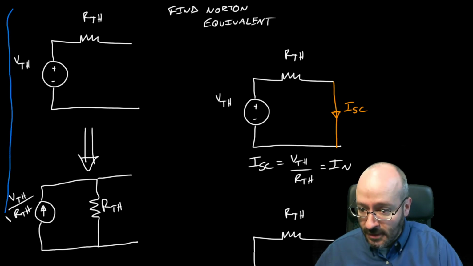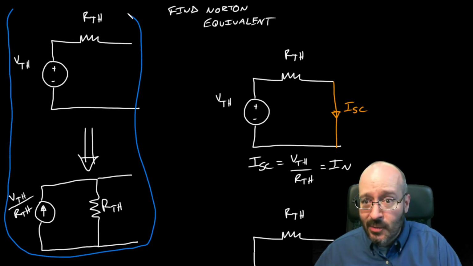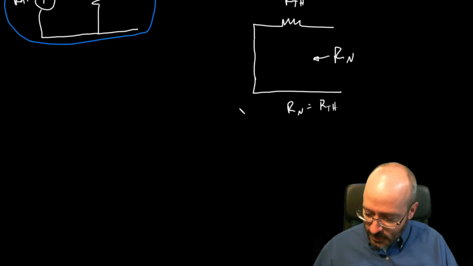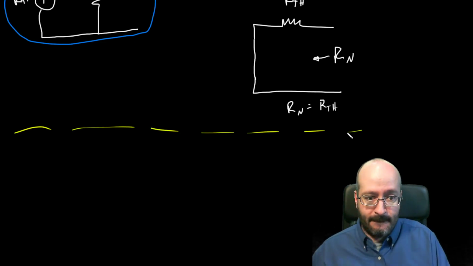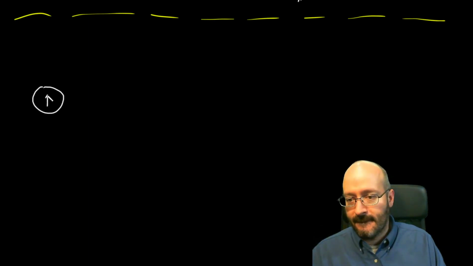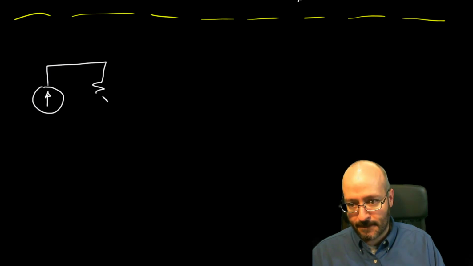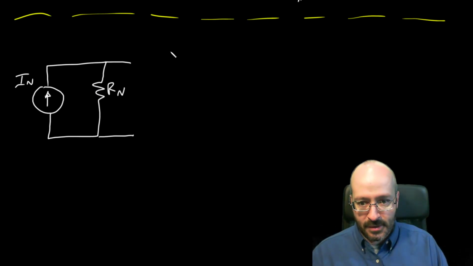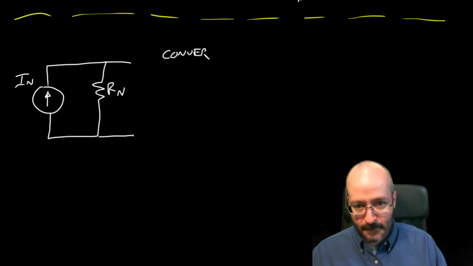So that one's good to kind of put away in your head. Now all we've got to do is do it backwards. So let's get a nice wall here, and let's do the opposite. Let's start with a Norton equivalent that looks like this. We're going to connect our load out here. We've got R Norton, we've got I Norton, and we want to convert to a Thevenin equivalent circuit.